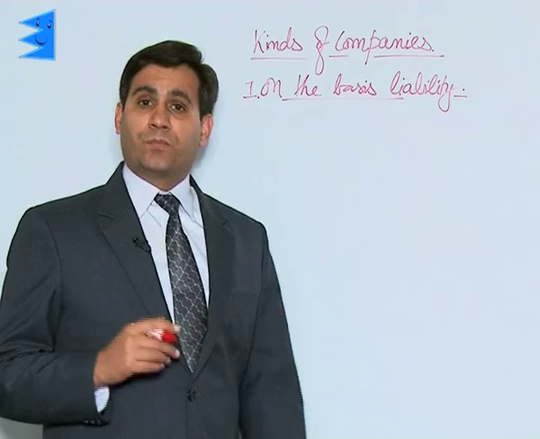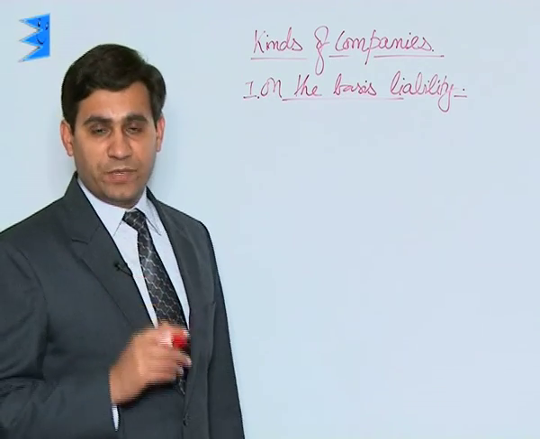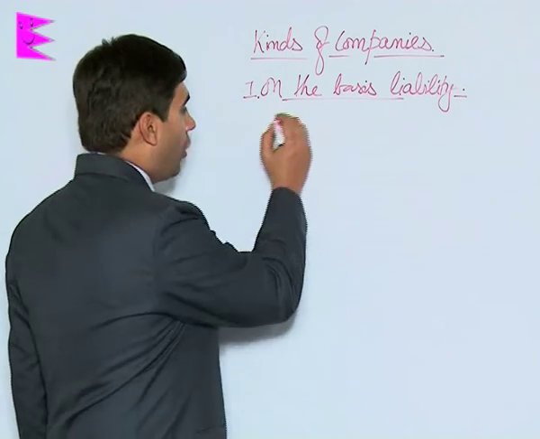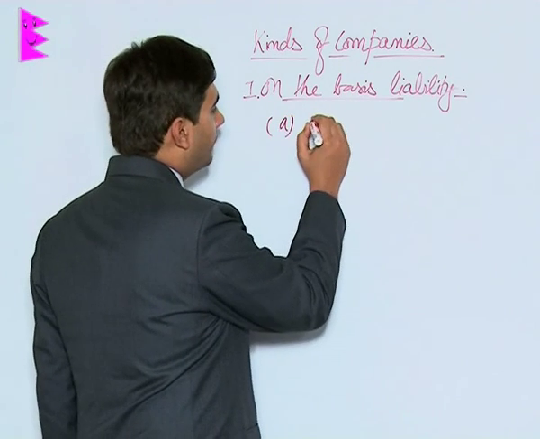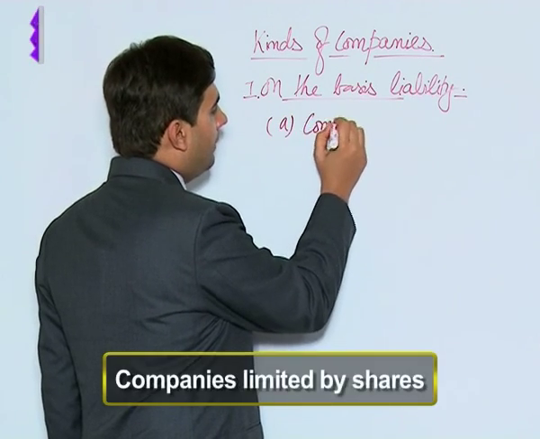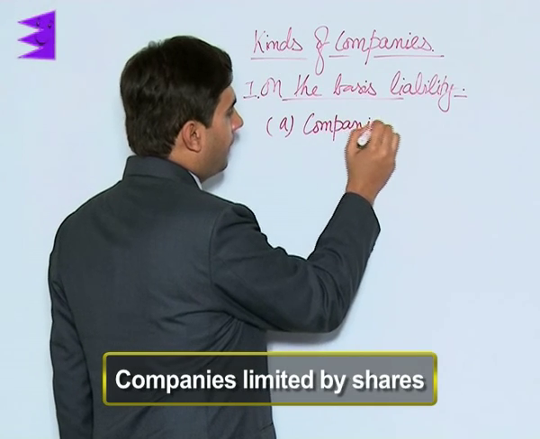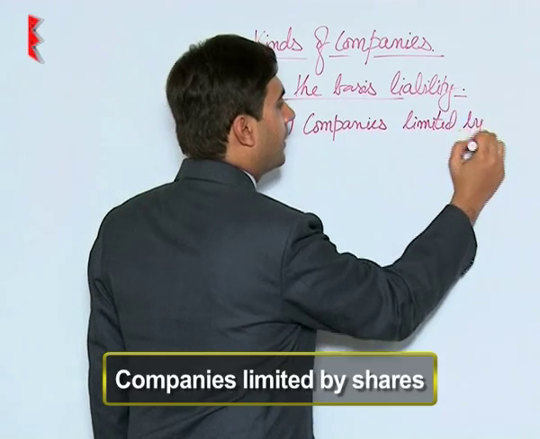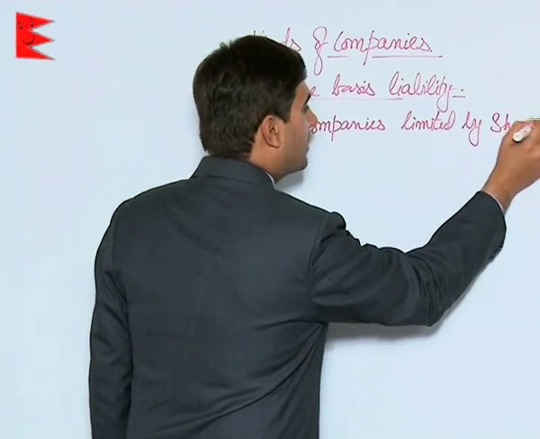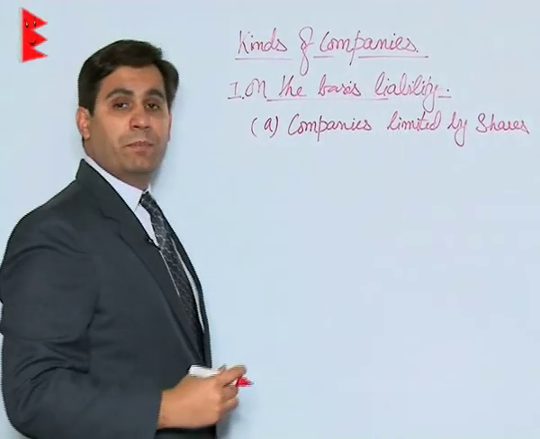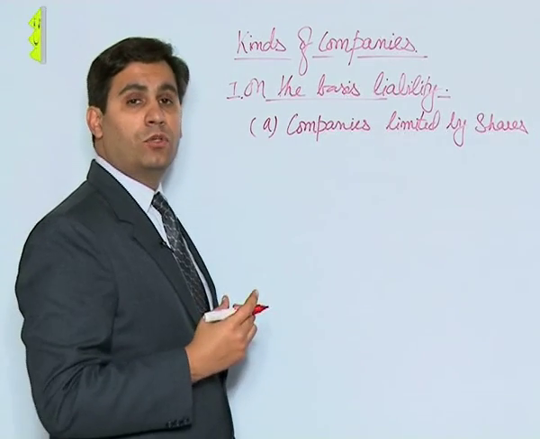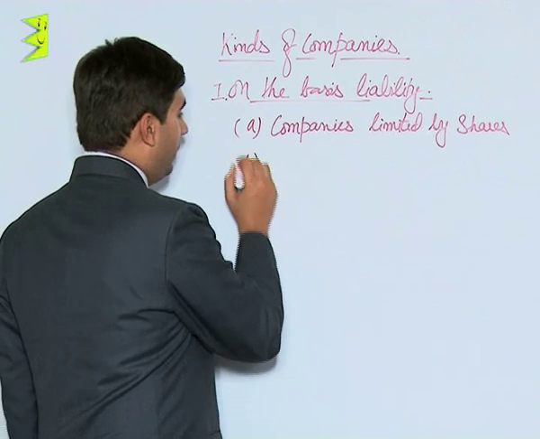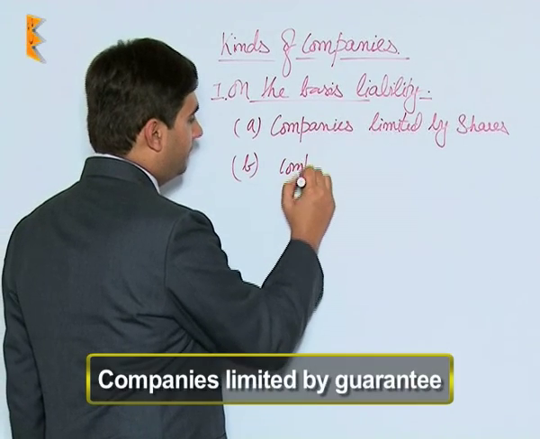Kinds of companies. Companies can be classified on various bases. The first basis is on the basis of liability. On the basis of liabilities, we have companies limited by shares, that is, those companies in which the liability of the members is restricted to the amount of shares held by them.